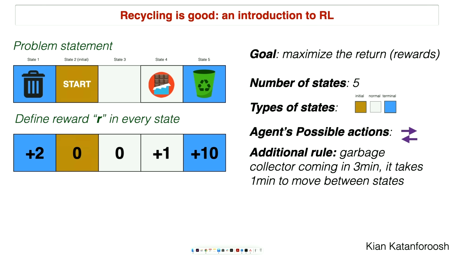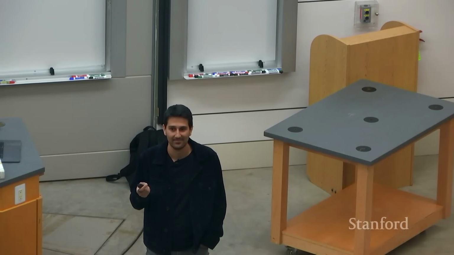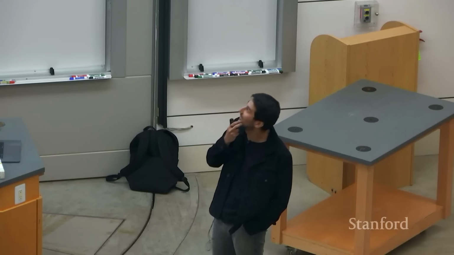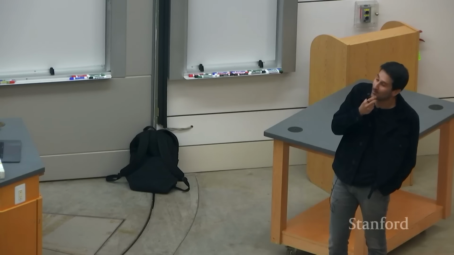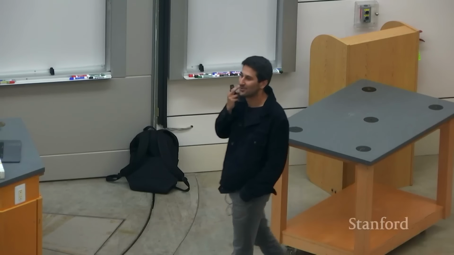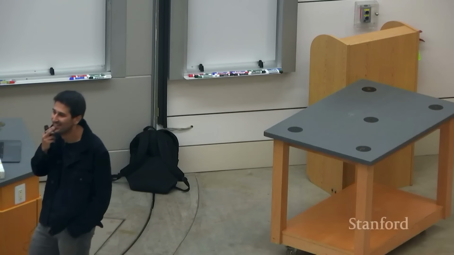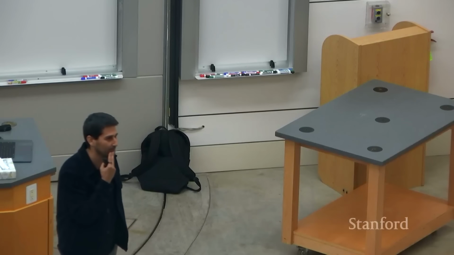And we are going to add an additional rule that is important, which is that the garbage collector comes in 3 minutes, and it takes a minute to get from one state to the other. Why is that an important rule to add to the game? You guess? Yeah, otherwise you just go back and forth between state 3 and state 4. You just collect a bunch of chocolate packaging and you never make it to the bin. And so it's not what we want.